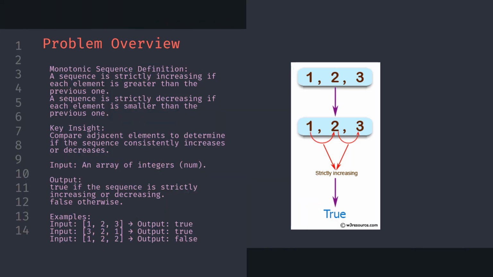Our task is to validate if a sequence is strictly monotonic, which is either increasing or decreasing. For example, in the array of 1, 2, 3, it is increasing, while the array of 3, 2, 1 is decreasing. 1, 2, 2, however, is not strictly monotonic because it has equal adjacent values.